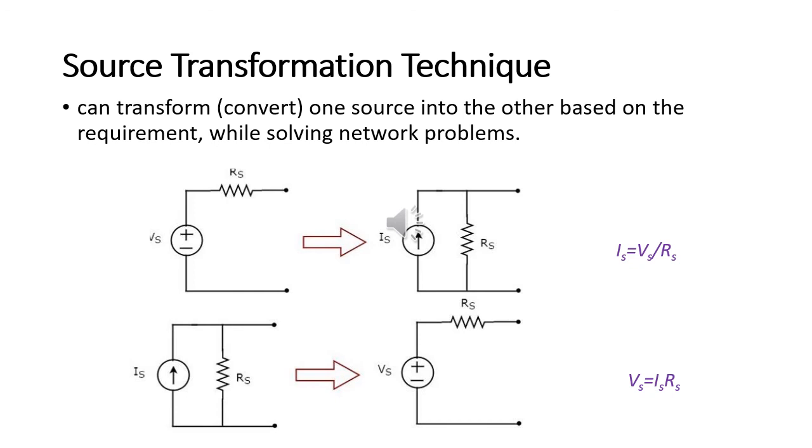Similarly, if you have a current source with a parallel resistance Rs, the equivalent voltage source will be Vs with a series resistance Rs, where Vs is equal to Is into Rs. So if you have a current source, you can convert that into an equivalent voltage source which has the same effect. Similarly, if you have a voltage source, you can convert that into a current source also.